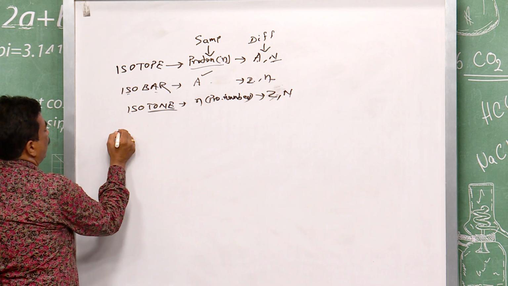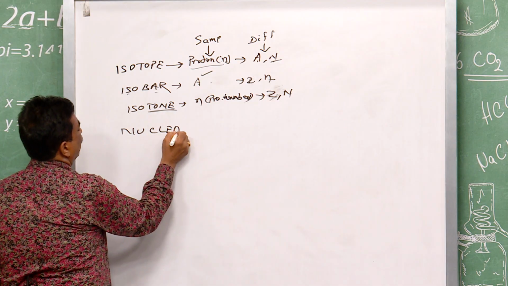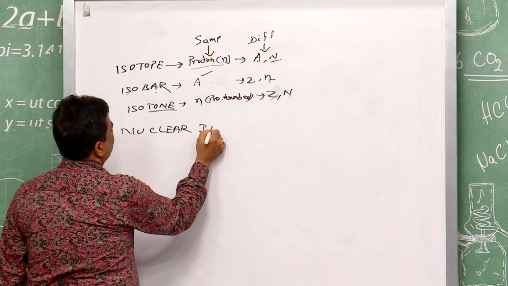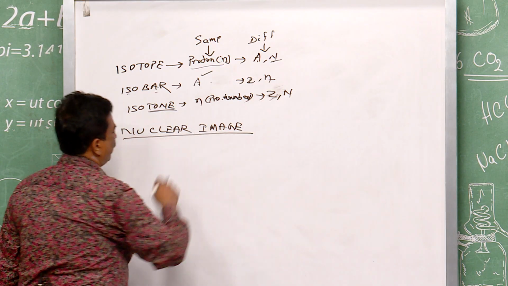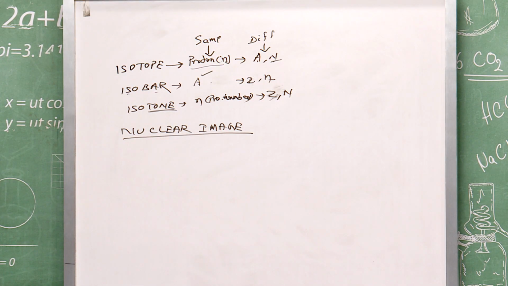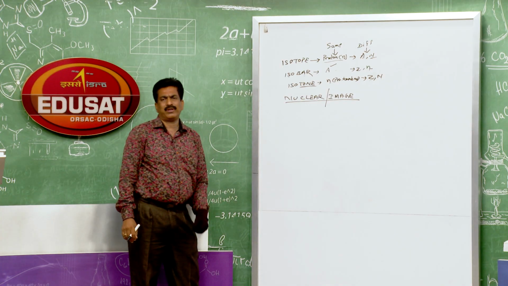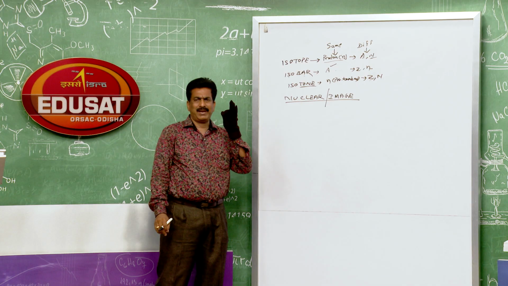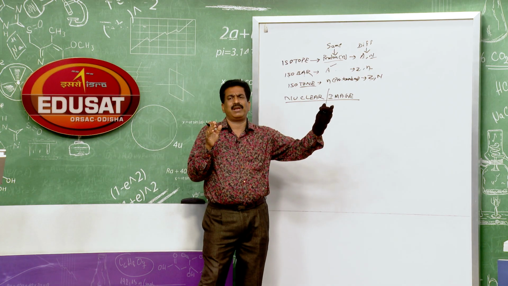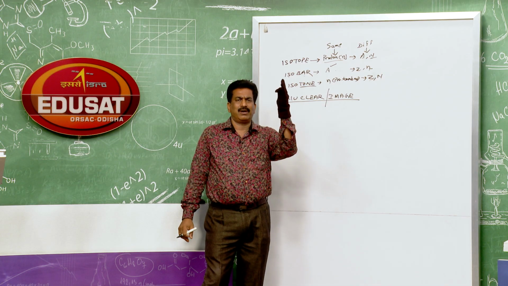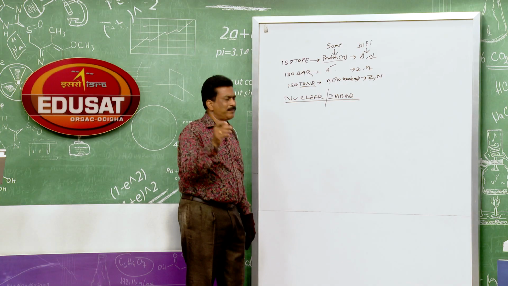Today we are going to discuss the nuclear image. What do we mean by image? When you look at a plane mirror, if you raise your right hand, it looks like your left hand. If you raise your left hand, it looks like your right hand. That is the characteristic of the plane mirror, you know.